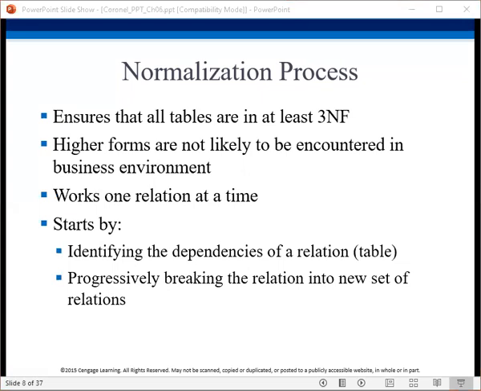One table has the set of fields that are dependent on a non-key attribute. That determinant becomes the primary key of the new table. And then we have a foreign key relationship between the original table and that one.